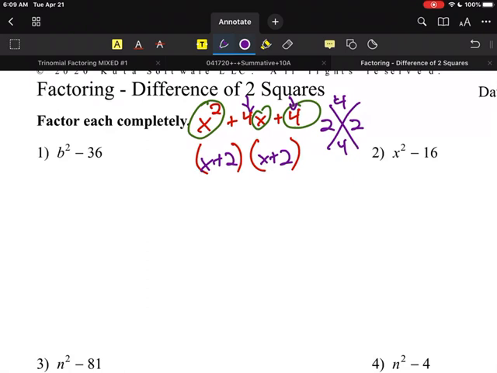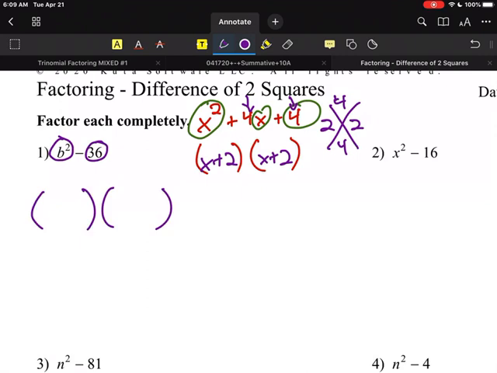Here, on number 1, if you can see that you have a squared term and a constant. That x term in the middle is missing, okay? And if a number is not there, what number means nothing? It's 0. So technically there is a 0 there, and that's how we can help solve our problems here.